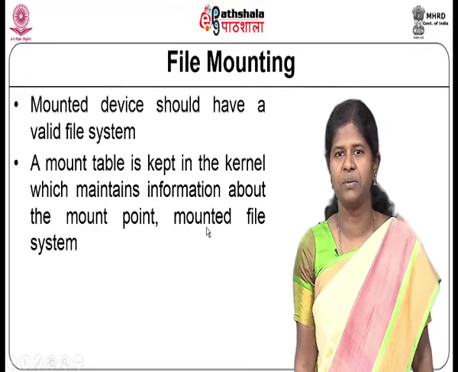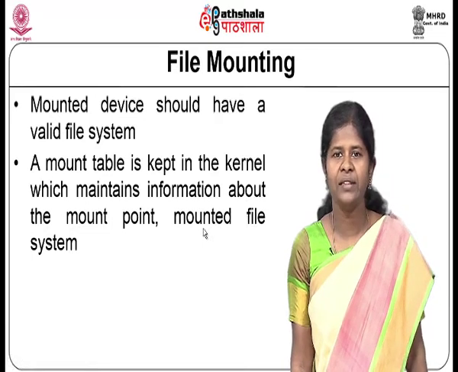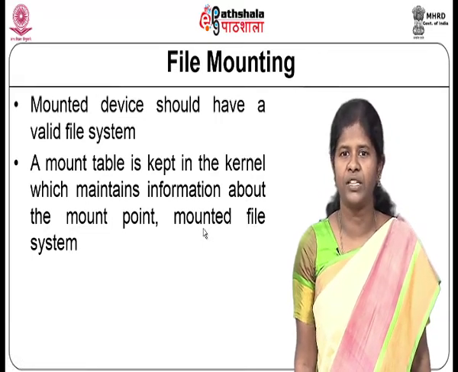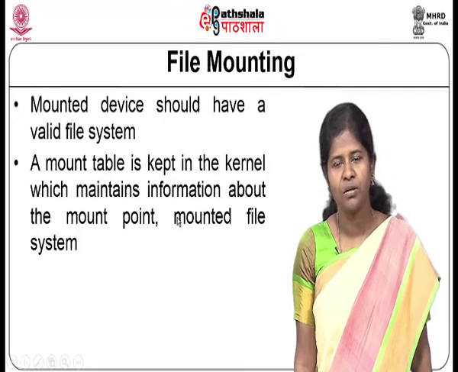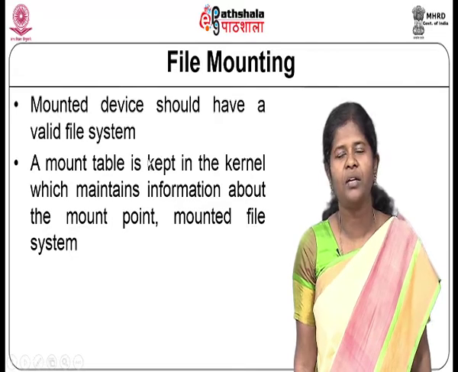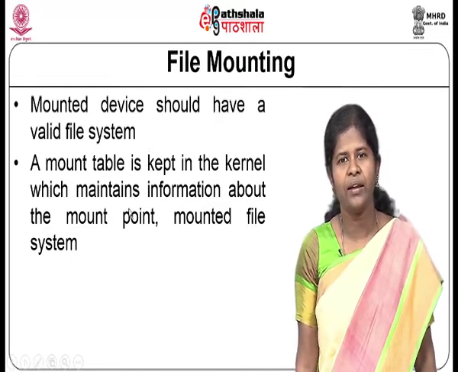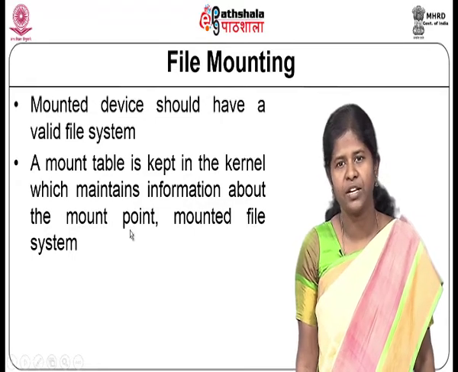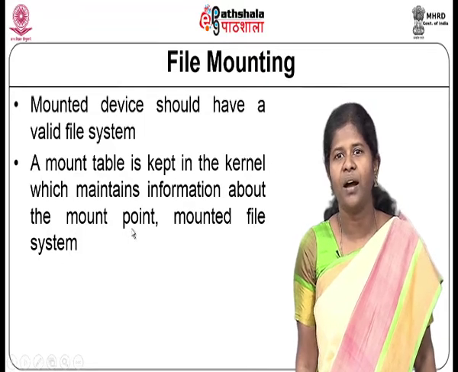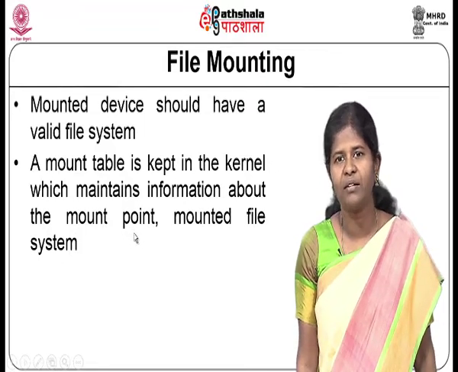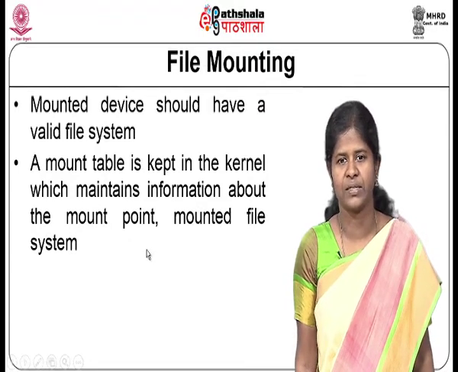So, the mounted file system is kept in a device, that device will have a corresponding device file name, and that device file name will be kept in the mount table. So, once you are moving through the directories of the existing file system after mounting, and you find that a particular directory is a mount point, you look into the mount table to find out from where the new file system is being attached or mounted onto the existing file system.